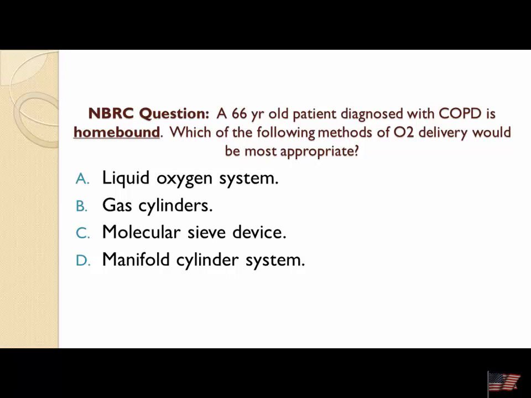So an example of a question: a 66-year-old patient diagnosed with COPD is homebound. Which of the following methods of oxygen delivery would be most appropriate? Homebound meaning that they're not going to leave the house. They're pretty much going from the bathroom to the bed to the couch. So in that case, certainly we don't need something that's transportable, so we can get by with either a gas cylinder or, more preferably, a molecular sieve style concentrator.